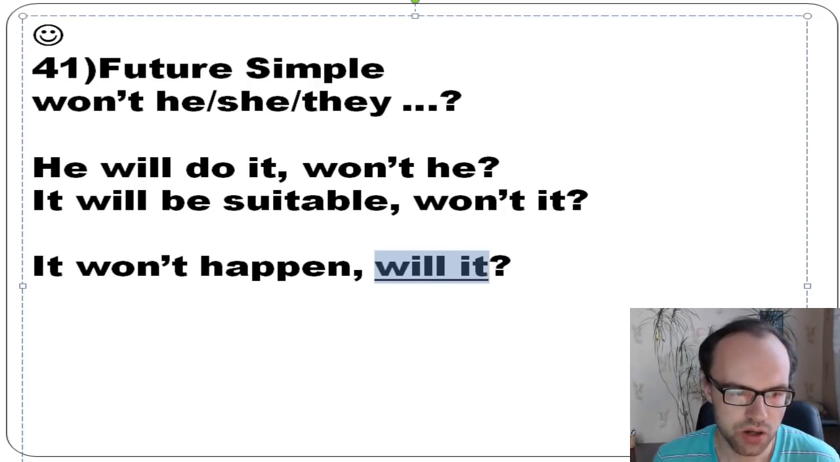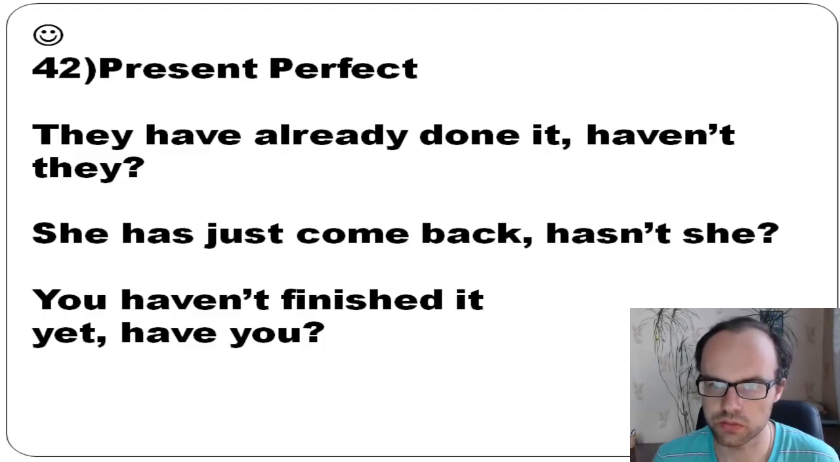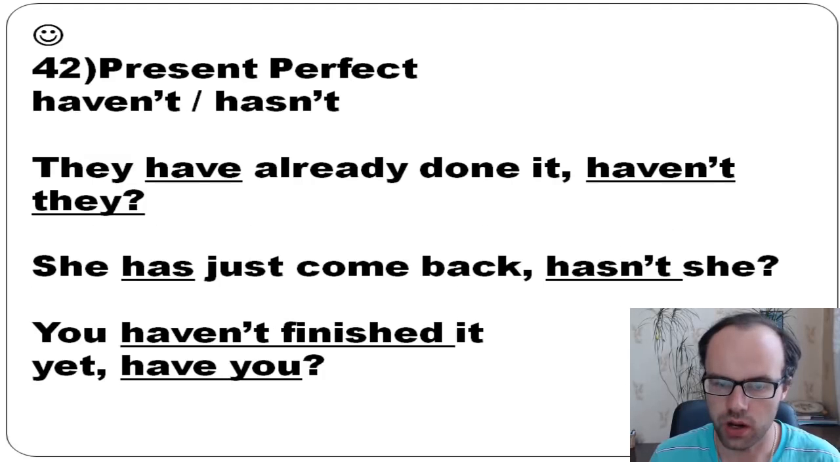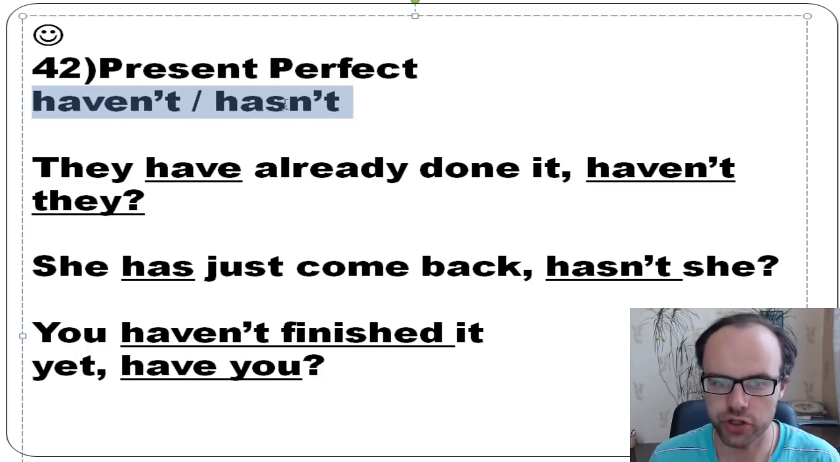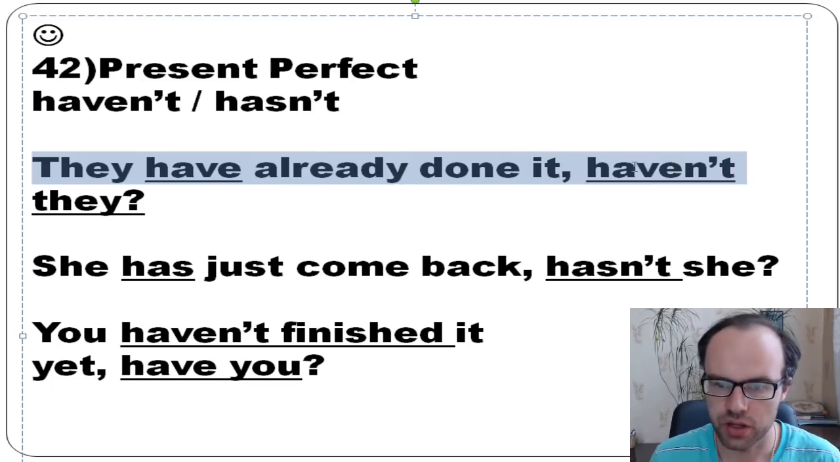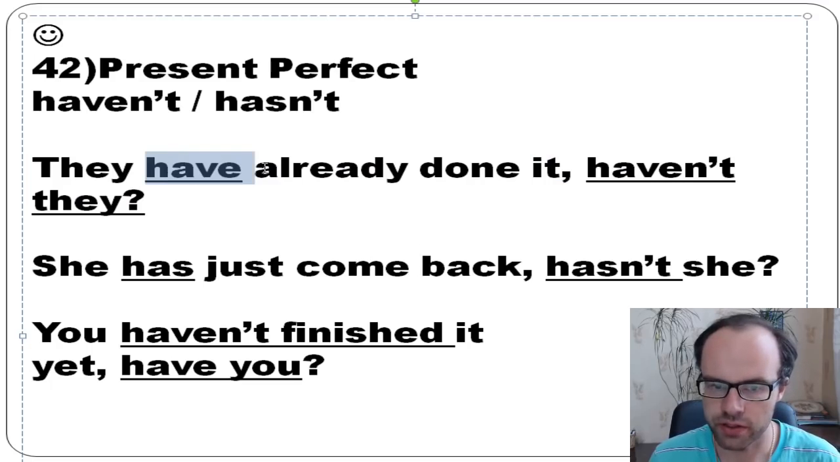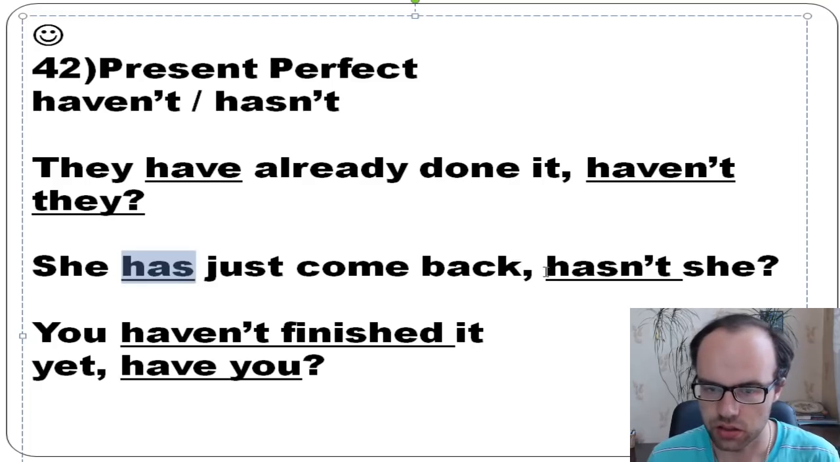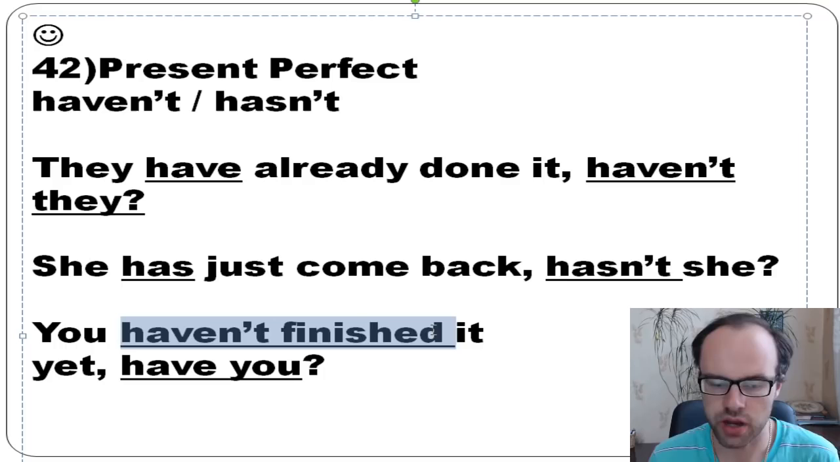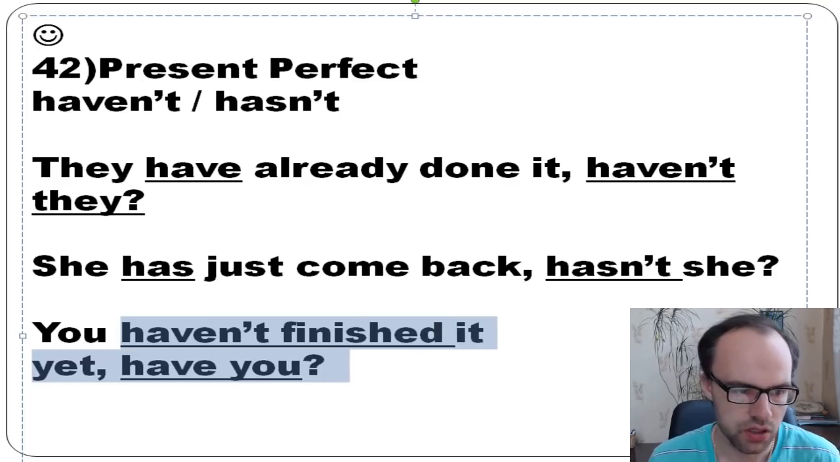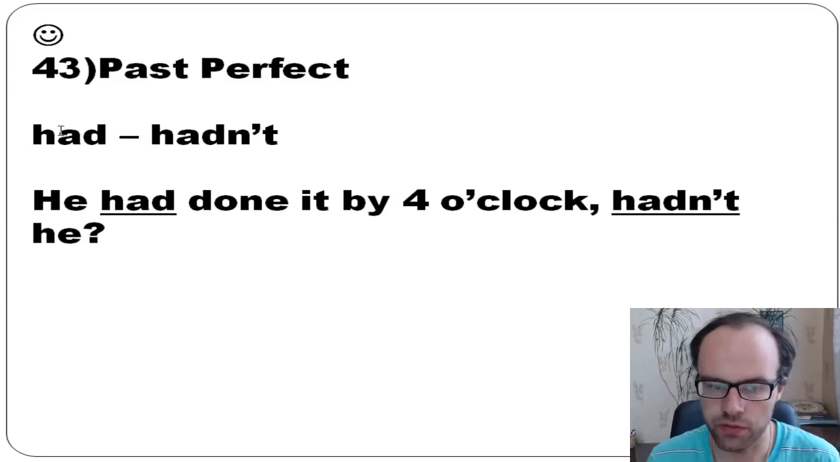So very good. Okay, let's talk about present perfect. Well, if you want to form a tag question, you need haven't or hasn't. Look, they have already done it, haven't they? So you have have, and you need to use the opposite form, haven't. Haven't they? She has just come back. You need to use the opposite form, hasn't she? You haven't finished it. So if you have haven't or hasn't, you need have or has. Have you? Good.